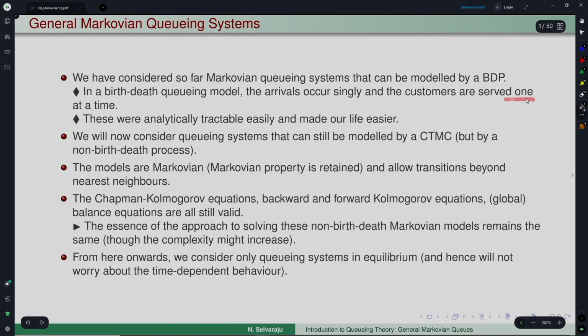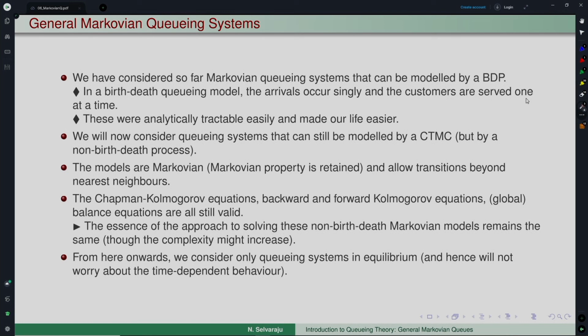Hi and hello everyone. What we have seen so far are Markovian queuing systems, but those systems can be modeled by a birth-death process, and hence we call them birth-death queuing systems. In such systems, the arrivals occur singly, and the customers are also served one at a time. So, at any given point of time, there could be at most one event of either one arrival or one departure, nothing more than that.